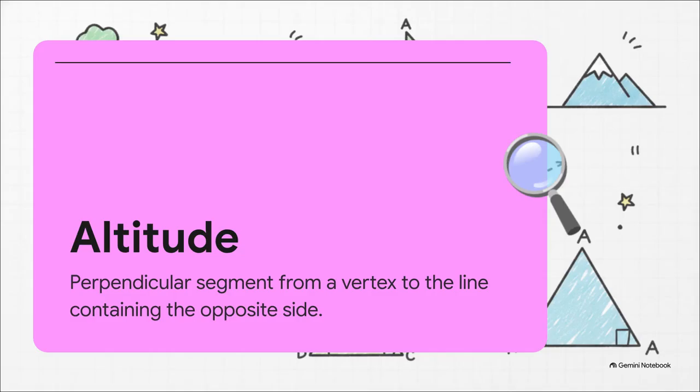Now we really need to contrast the median with another crucial segment, which is the altitude. An altitude is a segment dropped from a vertex so that it is perfectly perpendicular to the line containing the opposite side. It's all about that perfect 90-degree angle. When the three altitudes of a triangle intersect, their point of concurrency is called the orthocenter. And unlike the centroid, which is always safely tucked inside the shape, an orthocenter can actually be inside, outside, or literally right on the edge of the triangle.